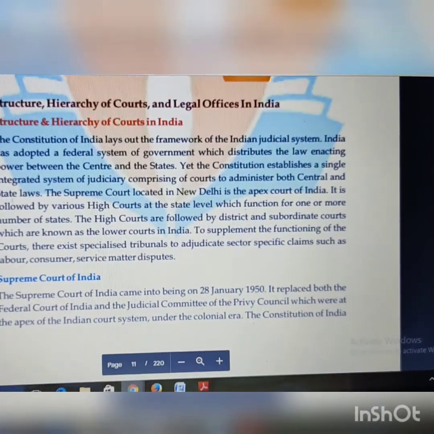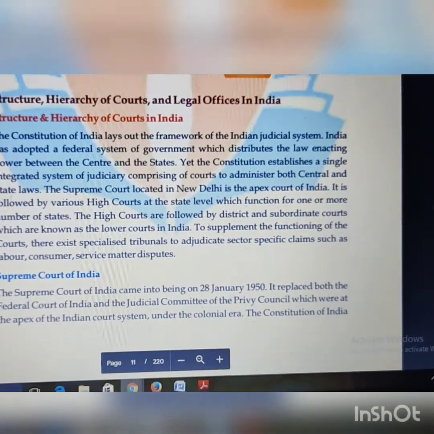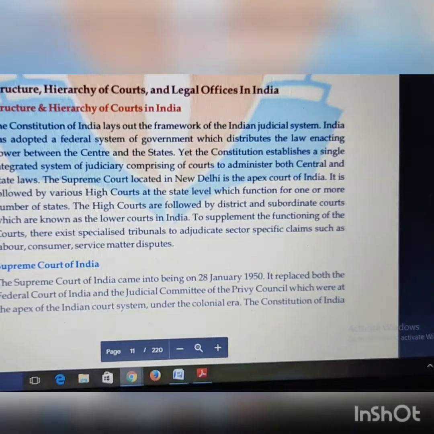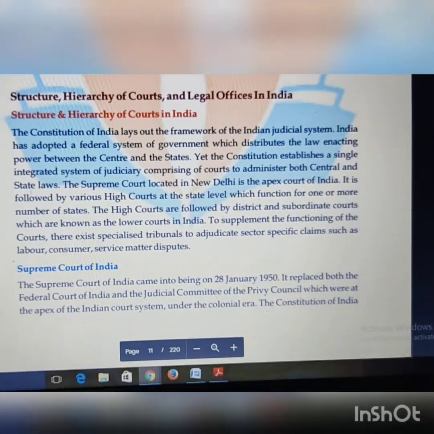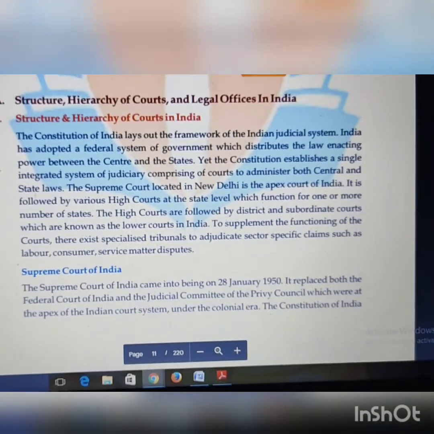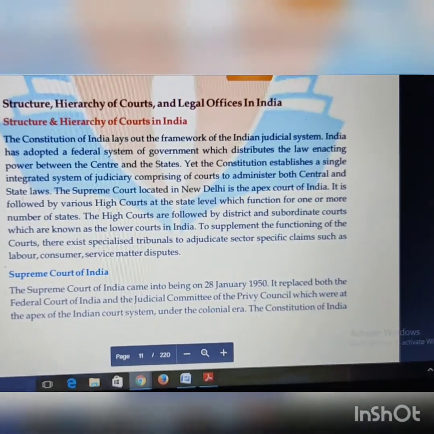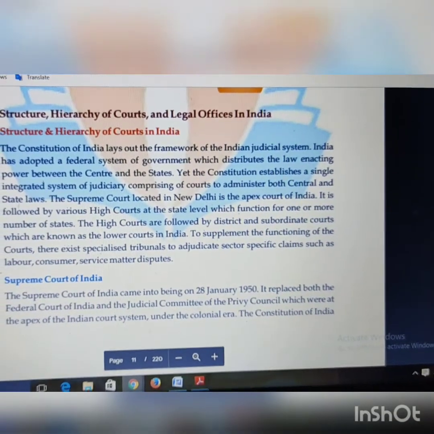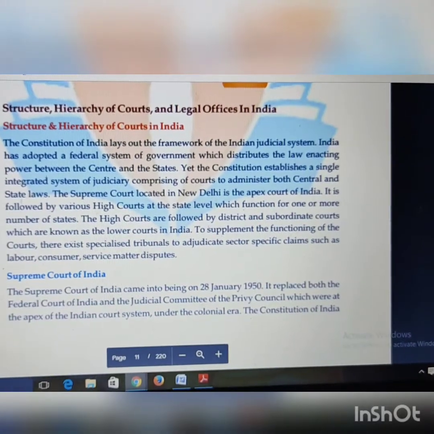The Supreme Court is located in New Delhi, the apex court of India, followed by various high courts at the state level which function for one or more states. Like the Bombay High Court, it serves Maharashtra. For disputes that arise in Maharashtra, they can go directly to the High Court of Maharashtra, or they can go by appeals from various district level courts.